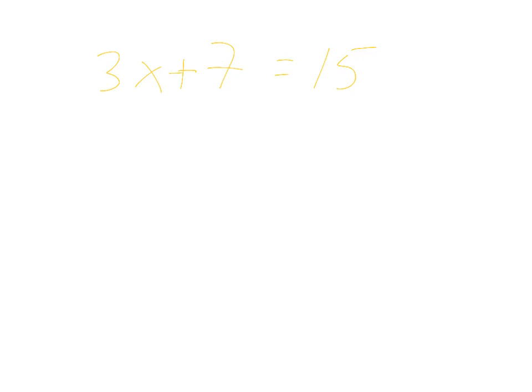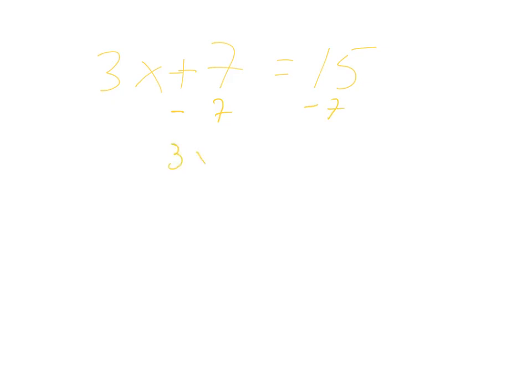Okay, so when we have this equation 3x plus 7 equals 15, we think to ourselves, it says 3 times some number plus 7 equals 15. So the last thing I do in this equation is I add 7 to it. So the first thing I've got to do is take away 7. The inverse operation of addition is subtraction. So subtract 7 from both sides.